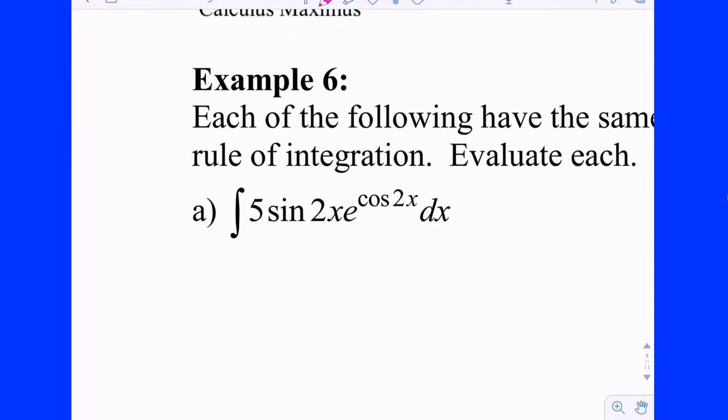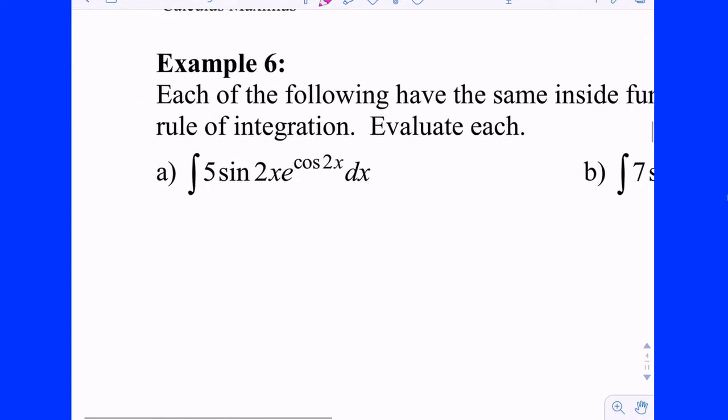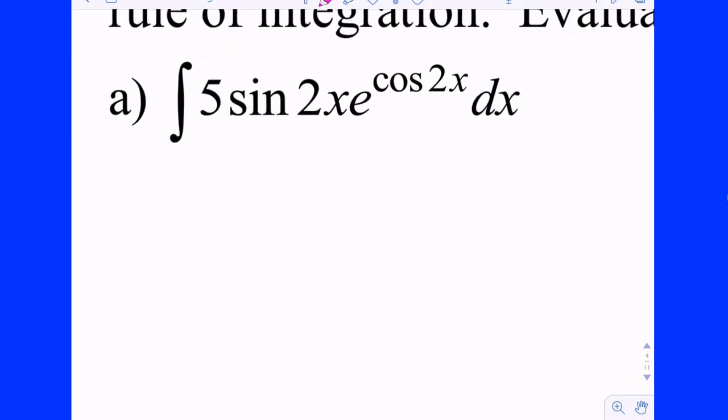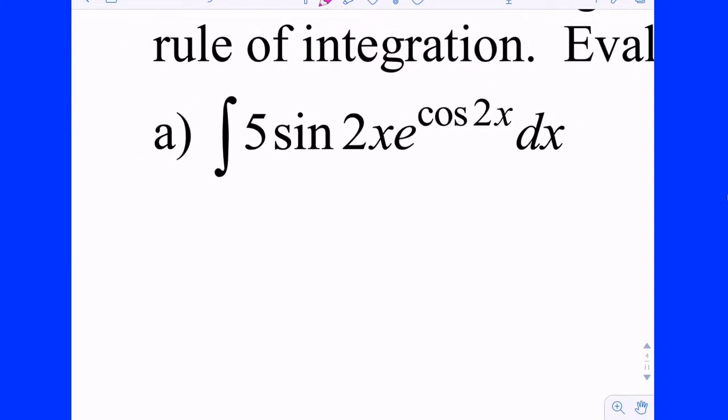Example 6. Each of the following have the same inside function but a different outside function. We're going to evaluate each of these indefinite integrals. So you walk up to the function. You've got the indefinite integral of 5 times sine of 2x times e to the cosine of 2x. So what are you going to do with the 5? Get out of there. And now you've got sine of.